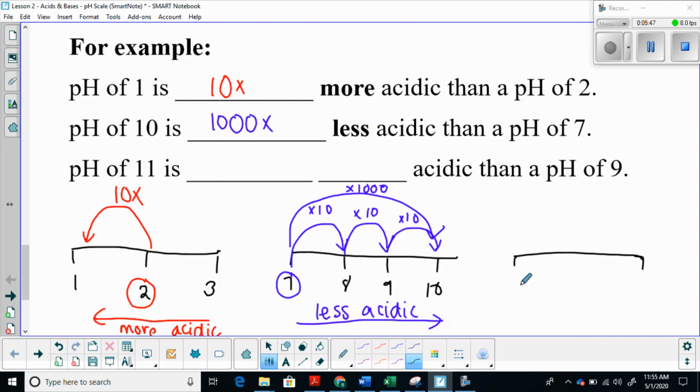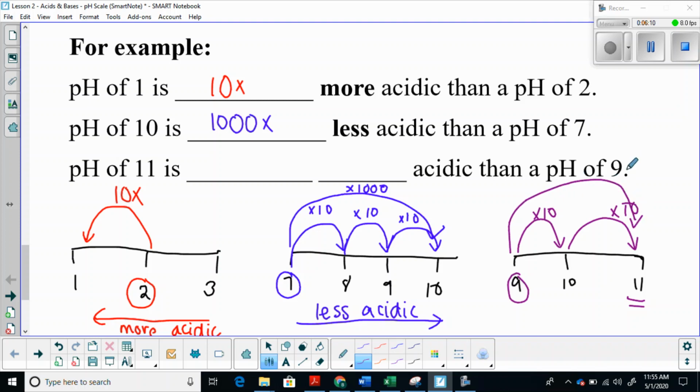Okay, 9, 10, 11. Let's use a different color so you guys can see what I'm doing here. We're going from 9 to 11. That's times 10. It's times 10. Overarching, 10 times 10 is multiplied by 100. Okay, so it's 100 times.